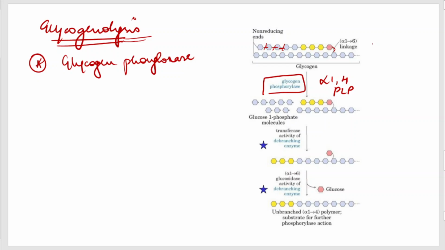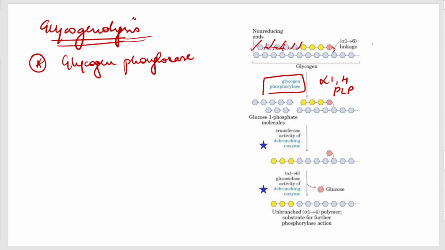Understood? Now since alpha 1,4 linkages are being broken down, what is being removed? The glucose is removed as glucose 1-phosphate. We'll come to that. Now when all of these glucose residues are removed, we have this branch point again, right? We have this branch point.